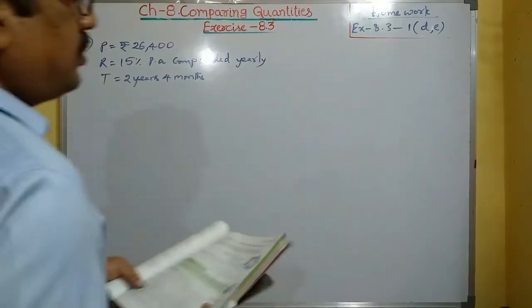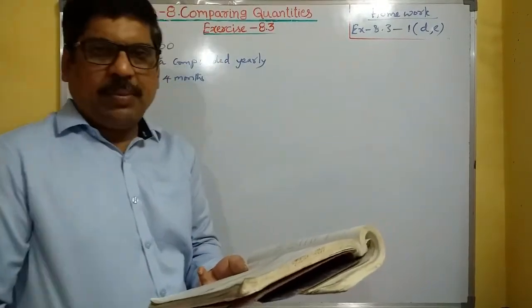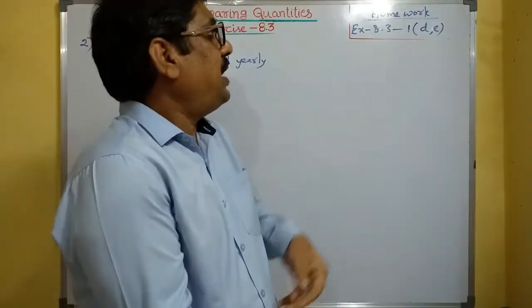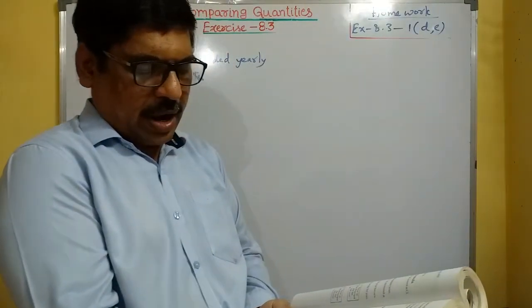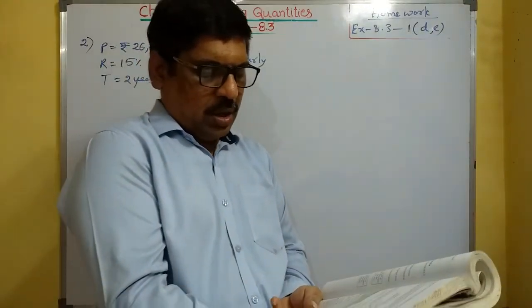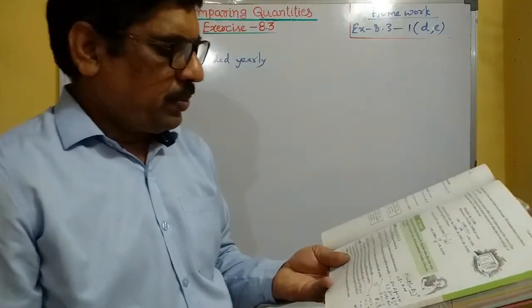So in the first Roman, we have completed A, B, C sums. Sorry, D and E you have to do as homework. Now, I will go with the second problem.